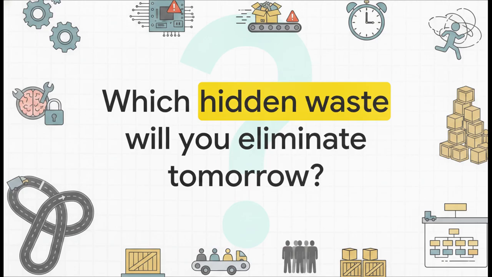Which brings us to our final and honestly pretty provocative question. I want you to think about your own day-to-day operations. Out of the 8 wastes, defects, overproduction, waiting, non-utilized talent, transportation, inventory, motion, or extra processing, which one is currently hiding in plain sight in your workflow? And more importantly, which lean tool are you going to deploy tomorrow to eliminate it?